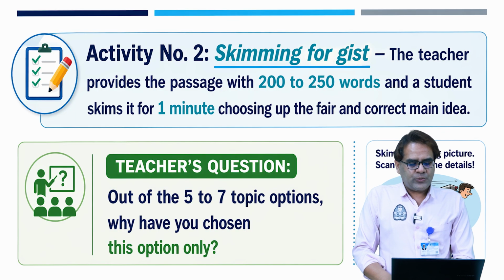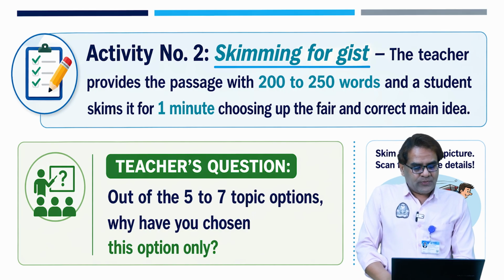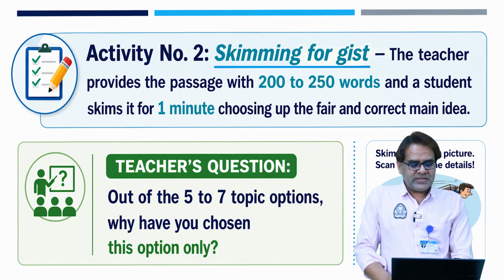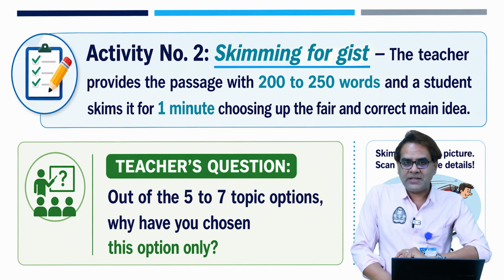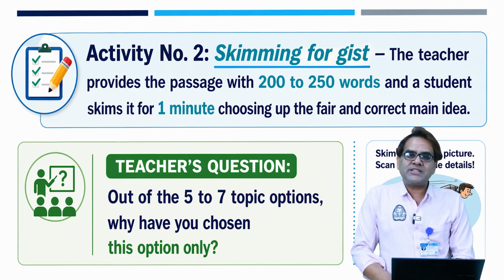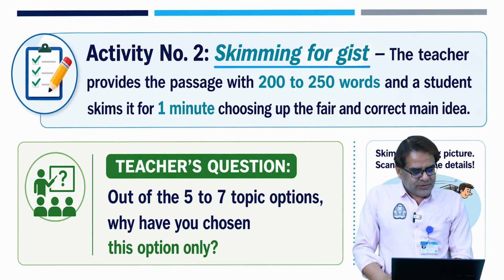In activity number 2, I'm going to take up the chief feature of skimming the text, only to gain the gist. The teacher provides a passage of around 250 words maximum, and a student has to skim it for 1 minute. How is that student going to achieve that? He has to choose the fair and correct main idea of the text. So the teacher's question can be, out of 5 to 7 topic options, why have you chosen this option only?